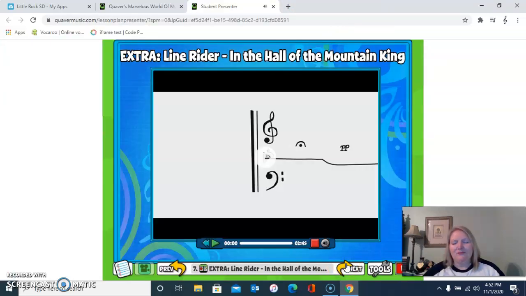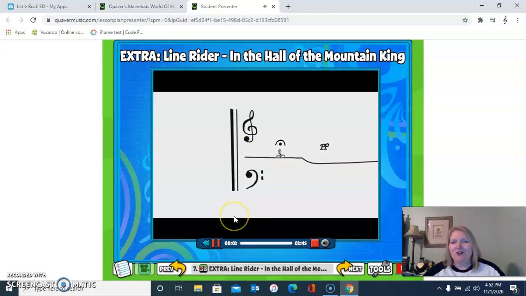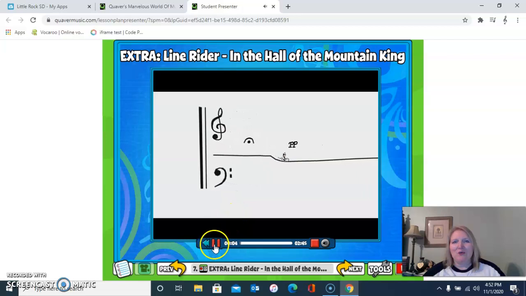And then finally, this is one of the Line Riders. I know you've probably seen these before, but it goes with the song that we did last week, which is In the Hall of the Mountain King. So the dum bum bum bum that we enjoyed last week. And this is one of the Line Rider episodes that goes along with that song. So I thought you would enjoy that.